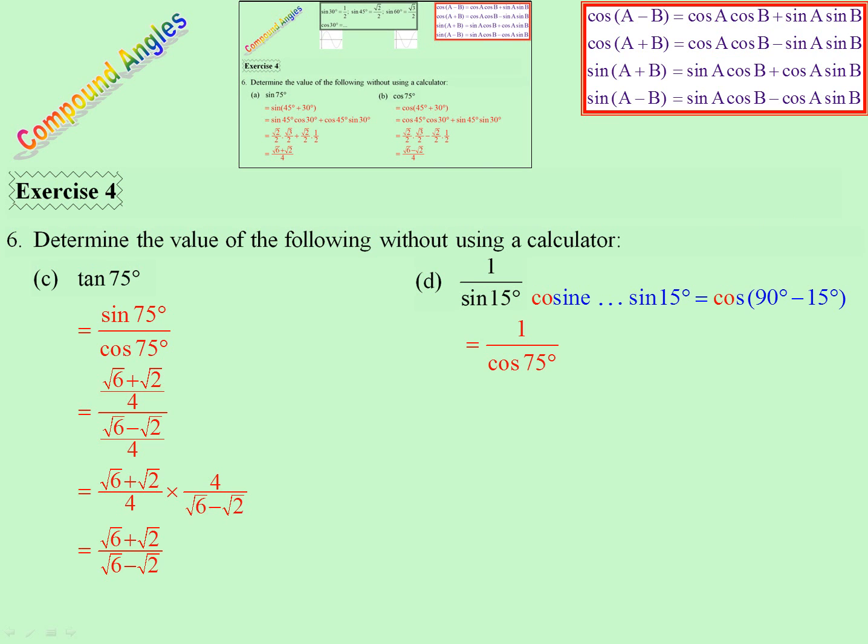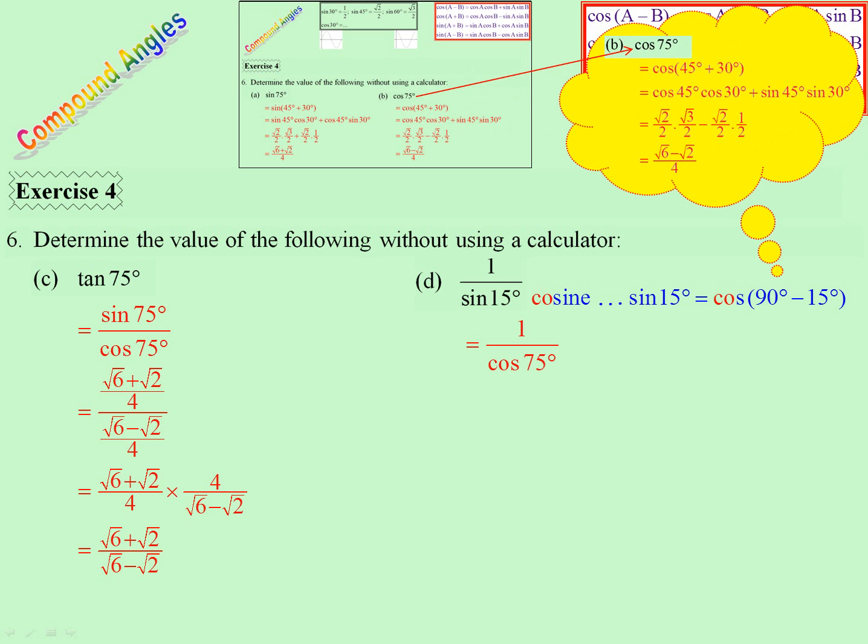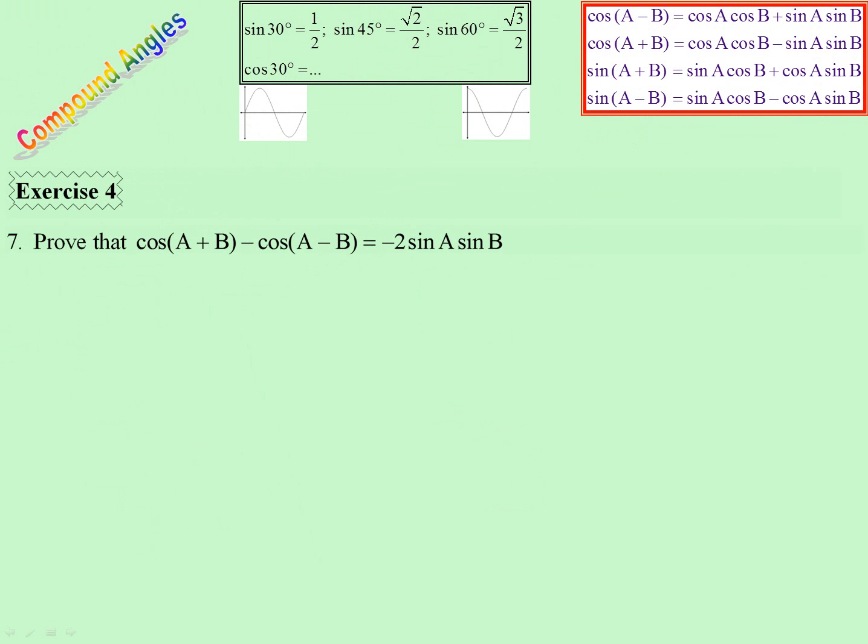So let's think. There's our previous screen where we found cos of 75 degrees. So therefore, there's our answer. Dividing by a fraction, multiply by the inverse, or just flip it. There's our answer to 1 over sine 15. We're getting there.